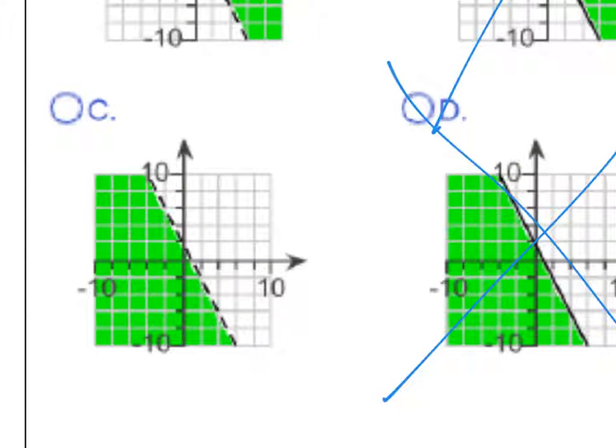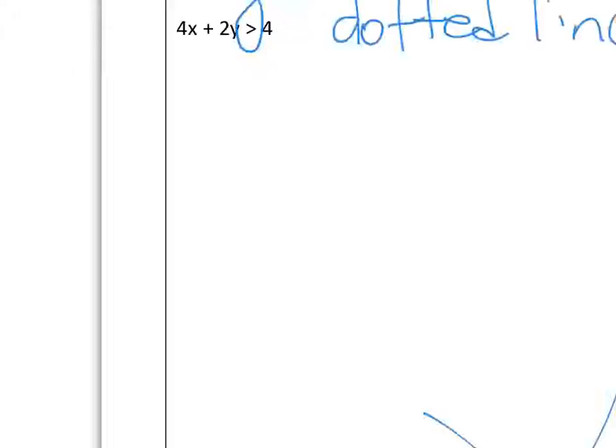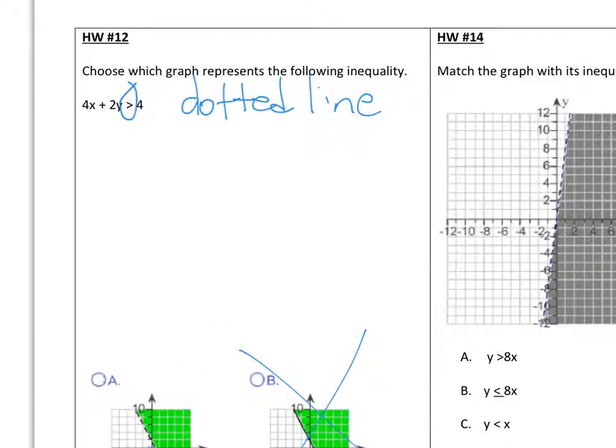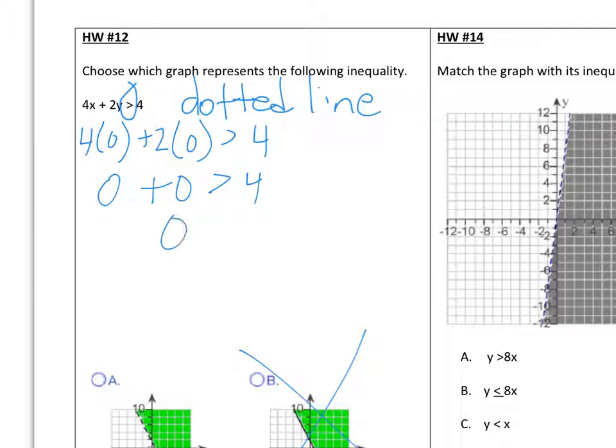But on C, 0, 0 is shaded. So if we test 0, 0 and 0, 0 is true, then C would be correct. So I think quicker than just putting this whole thing in your graphing calculator is to just test 0, 0 real quickly and see if it's true or false, and then we'll know which one is the right answer. So let's come back up here and test 0, 0 in this inequality. So we've got 4 times 0 plus 2 times 0 is greater than 4. 0 plus 0, and 0 is not greater than 4. That's a false statement.